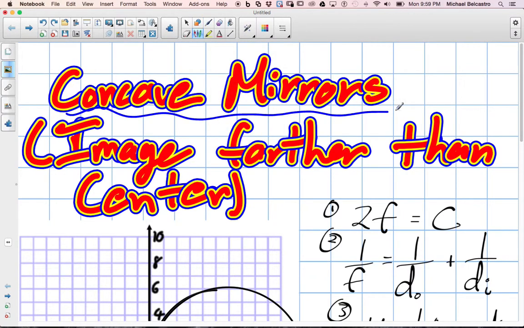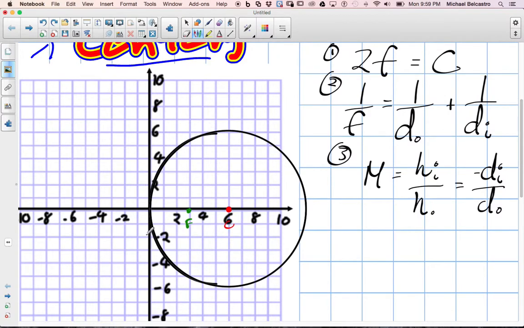Okay, we're going to look at concave mirrors. We're going to look at one specific situation. We'll make one for each, where the image is farther than the center of the mirror. So, in our concave mirror here, we've put it on a Cartesian plane so we can count.